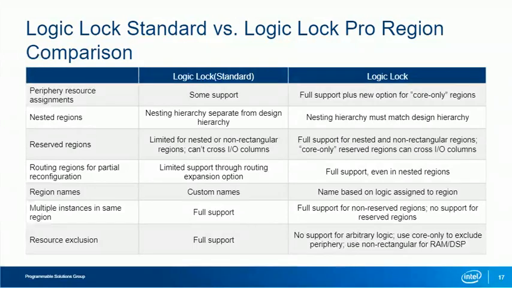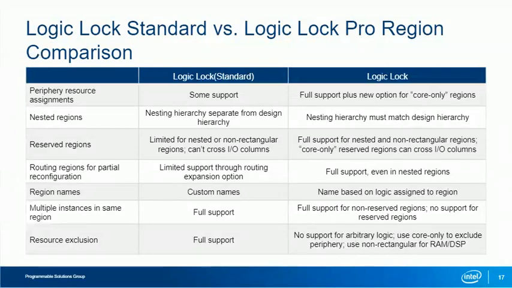Logic Lock standard regions gain full support for selectively including or excluding periphery resources. This includes a new core-only option which completely excludes periphery resources from the region. With Logic Lock standard, placing a region inside another region didn't do much since this nesting did not match up with the design hierarchy. Logic Lock standard matches up physically nested regions with levels of logic in the design hierarchy.